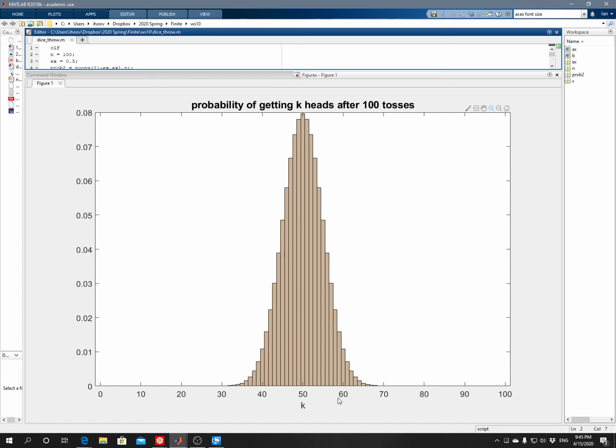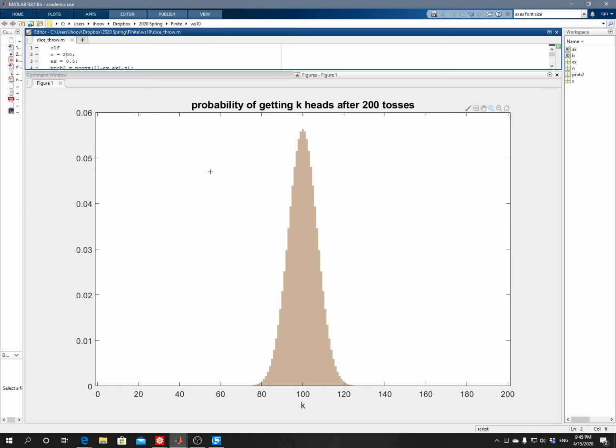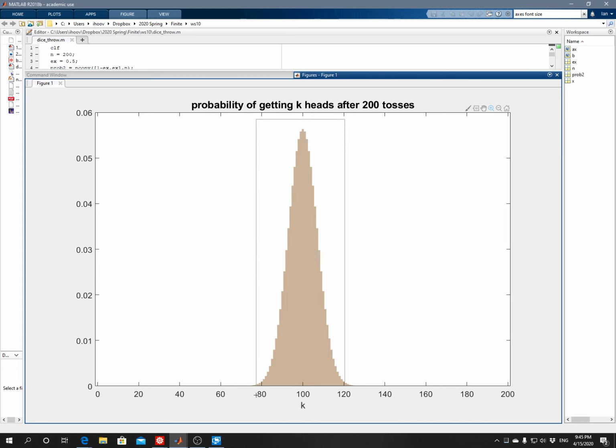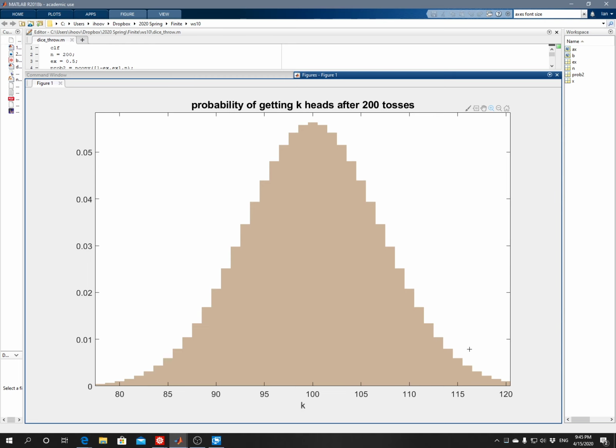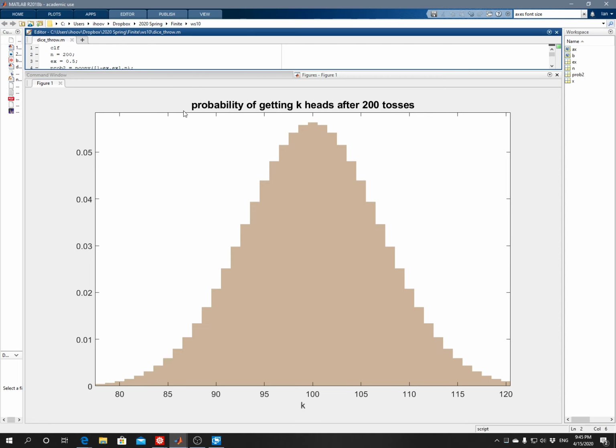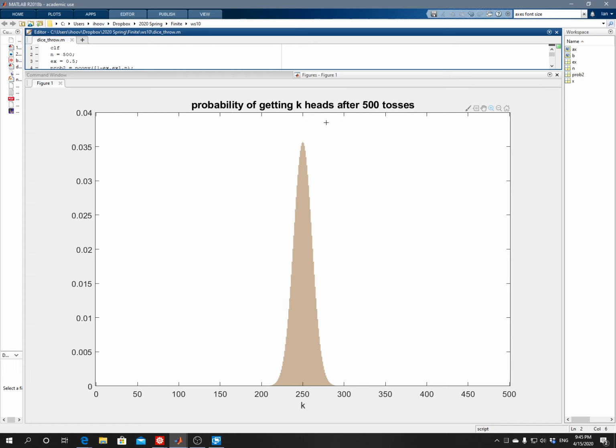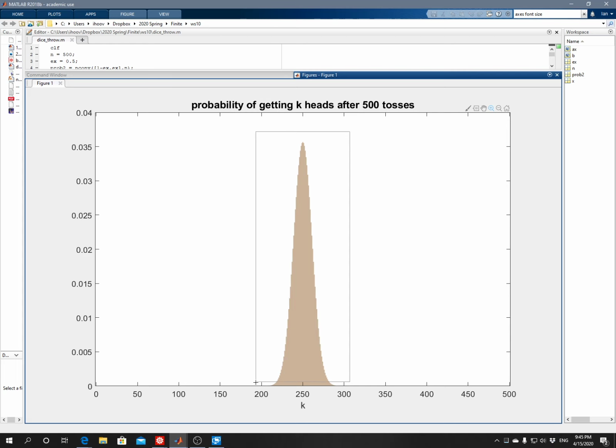Alright, now as we do more and more tosses, so let's do 200, the curve becomes smoother and smoother. And if we zoom in a little bit, we can start to see that it's looking like the shape of a bell curve. Let's do 500. Again, zoom in a little bit.